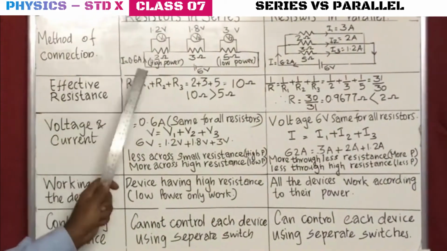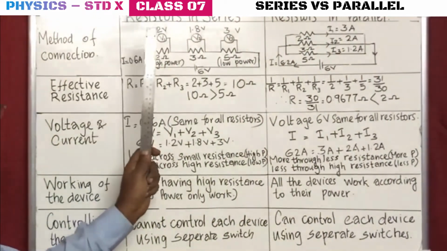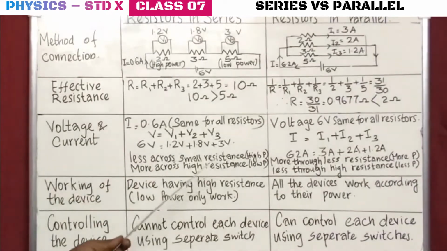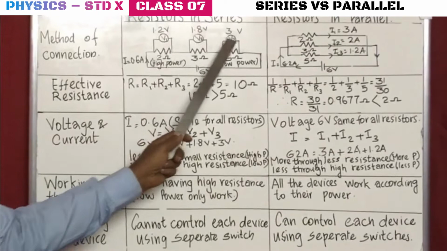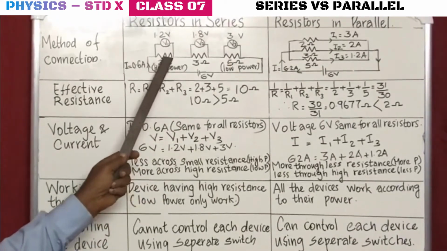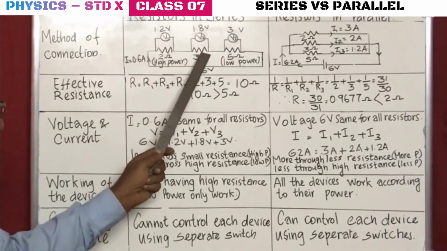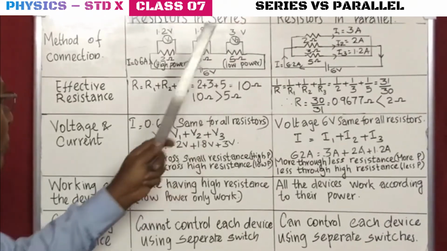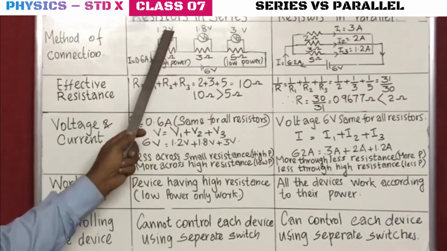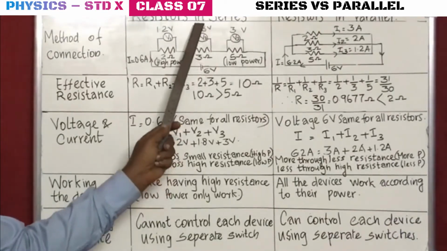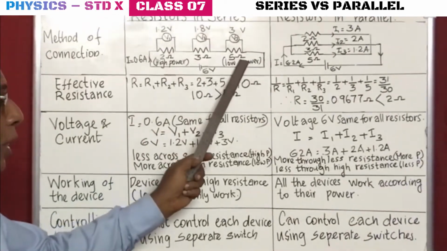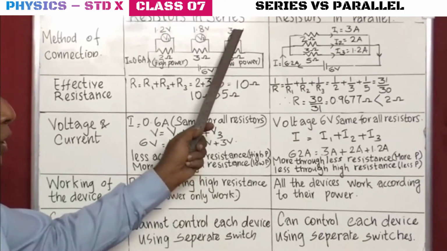Now we have understood all these things from those classes, so I am not going to repeat all these points. I have written this directly. V1, V2, V3 are the voltages across the first 2 ohms, second 3 ohms and third 5 ohms. Across 2 ohms we are getting 1.2 volt, across 3 ohms 1.8 volt, and across 5 ohms 3 volt.